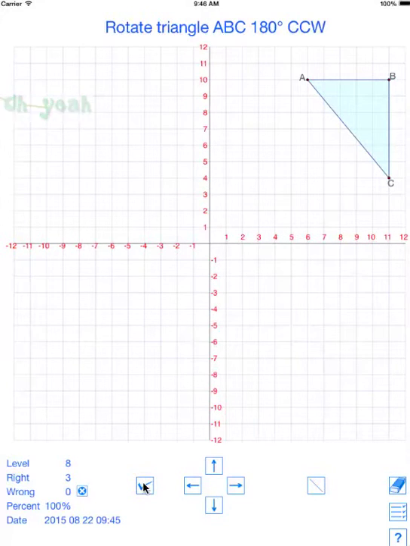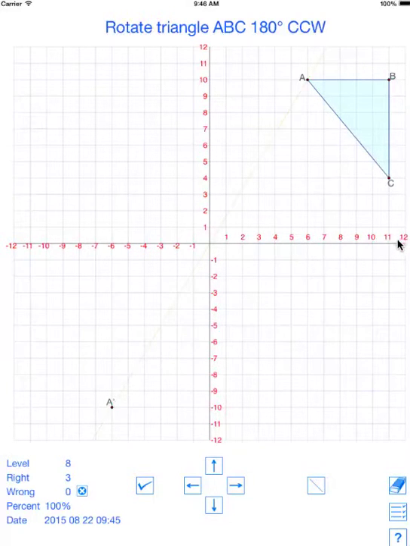All right, 180 degrees counterclockwise. Now it doesn't matter counterclockwise or clockwise, 180 is 180, so we're going to end up over here. And the easiest thing to do with 180s is just switch the signs. So your A is at 6, 10, so it's going to be over here at negative 6, negative 10.